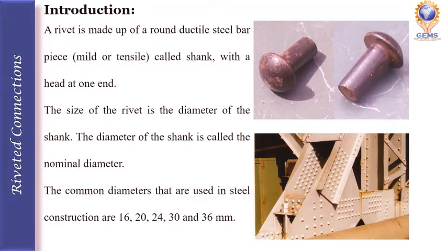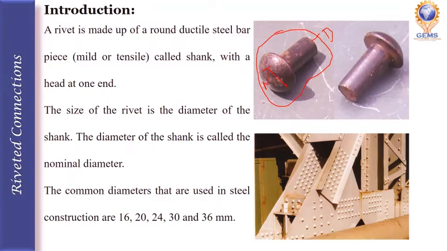A rivet is made up of a round ductile steel bar piece with mostly mild or tensile steel called shank with the head at one end. This is how your rivet will look like. So it is having a head at one end and free at other end. So this head is also called as manufacturer's head, and the head at the other end made at site we call it as a driven head. This one is a manufacturer head, this one is driven head.